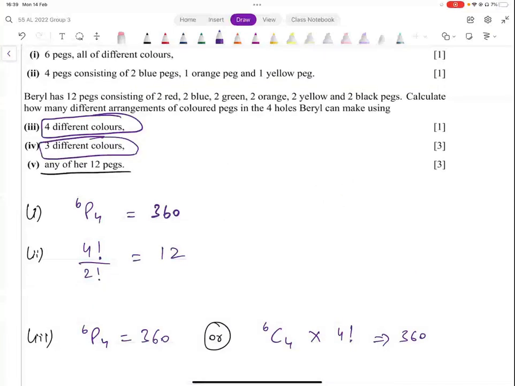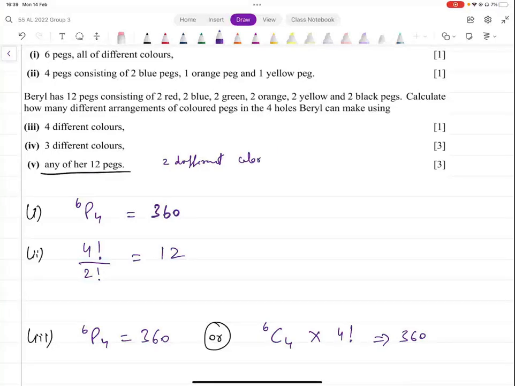What are the other possibilities that you can have? You can have two different colors, right? That's also possible. Two different colors could be another option. Can you have one color only? Is that a possibility?